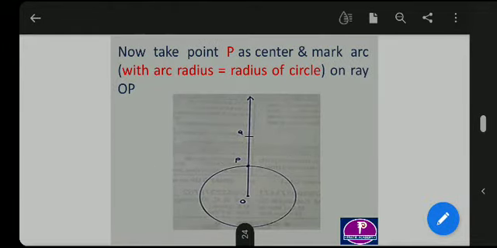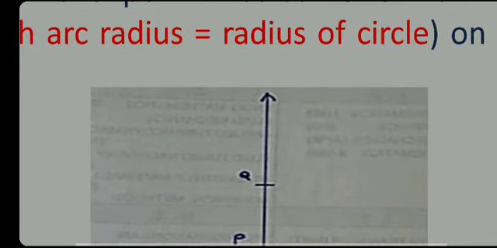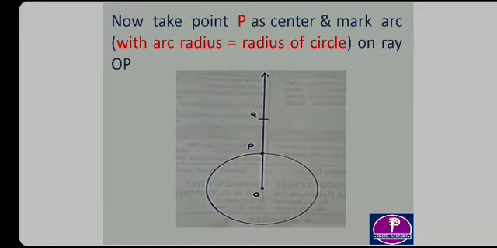Okay, here, take point P as a center, and with arc radius equal to the radius of the circle, mark an arc on this ray OP. This arc is intersecting at point Q here.